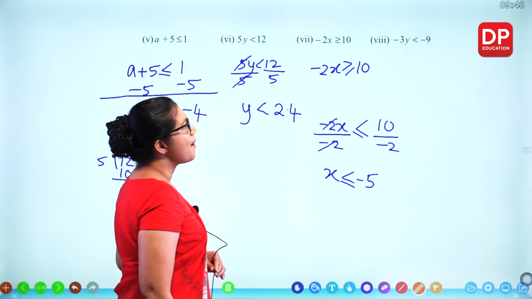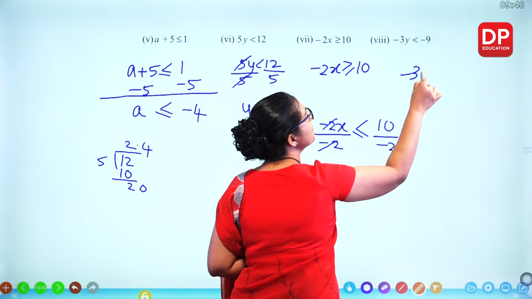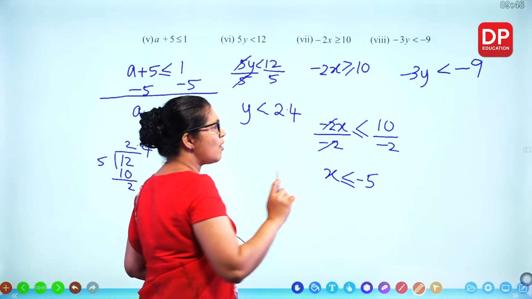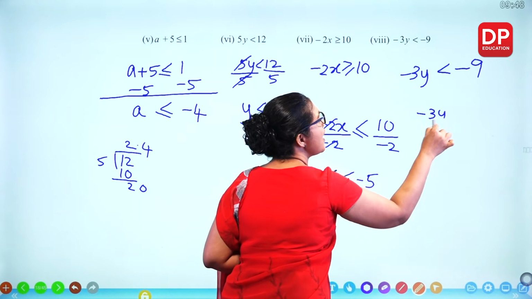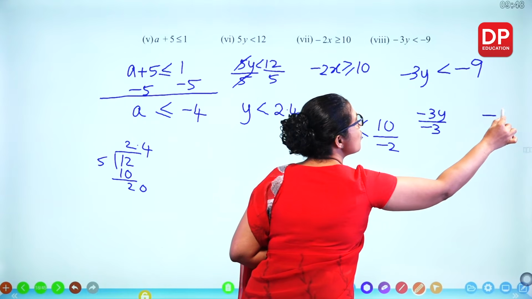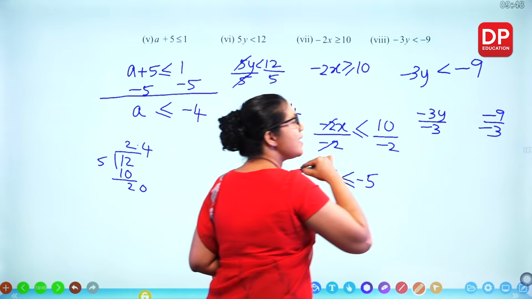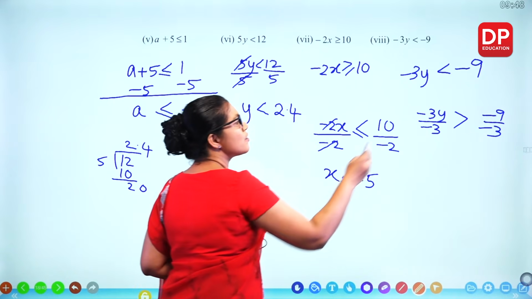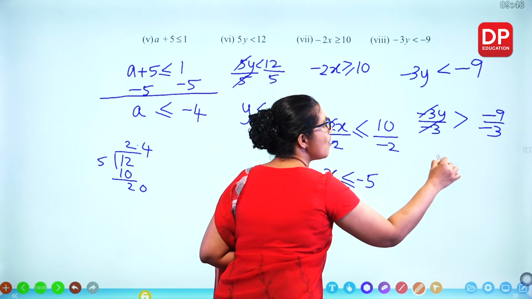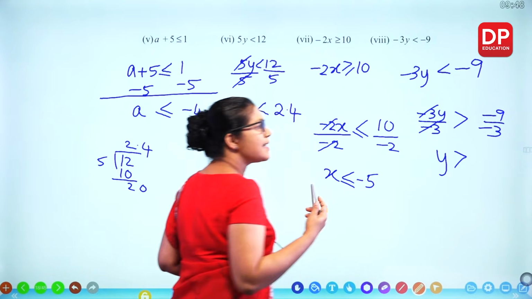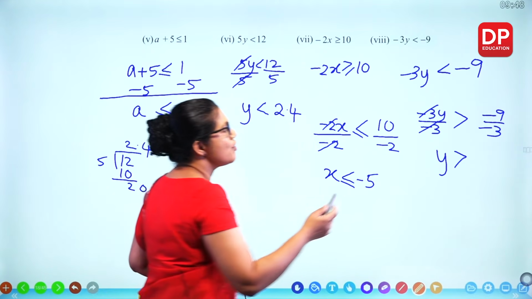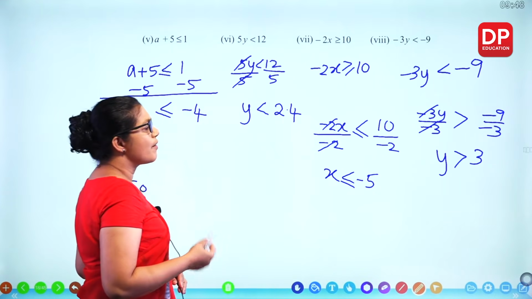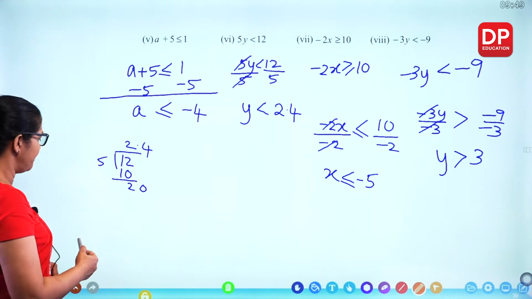What's the other one? Minus 3y is less than minus 9. Here also you need to divide by minus 3. So what happens when you are dividing by a negative? The sign changes. So minus 3 gets cancelled out. Y is greater than minus 9 divided by minus 3. You get positive 3. So the answer is y greater than 3.